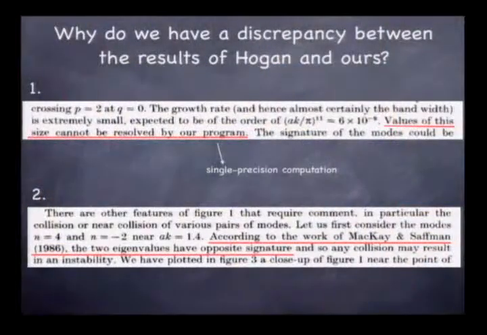Also, he said, according to the work of McKay-Saffman, the two eigenvalues have opposite signature. As I said, there is a necessary condition for instability: if two eigenvalues collide, they should have an opposite signature. And he said they have opposite signatures. But we realized that his interpretation of Krein's signature was wrong. In fact, the eigenvalues he claimed to collide have the same Krein signature. So that's why we believe that our results are reliable, and his results are not. Actually, we submitted this paper, so I don't know whether he will review the paper or not, but we'll see.